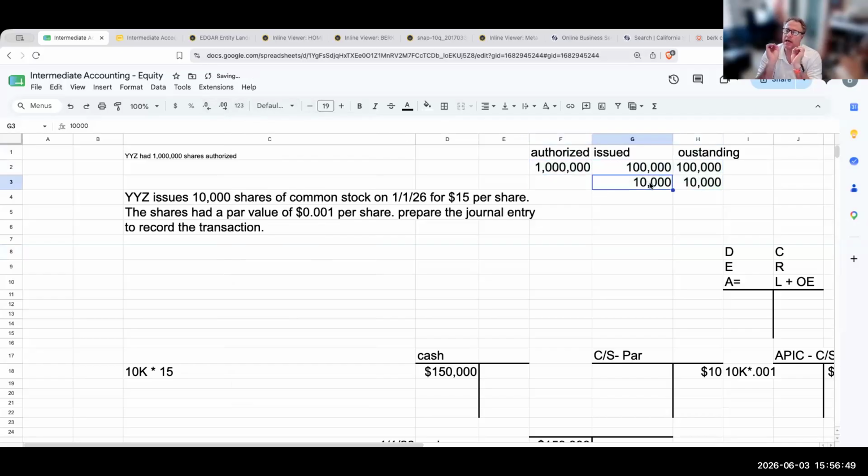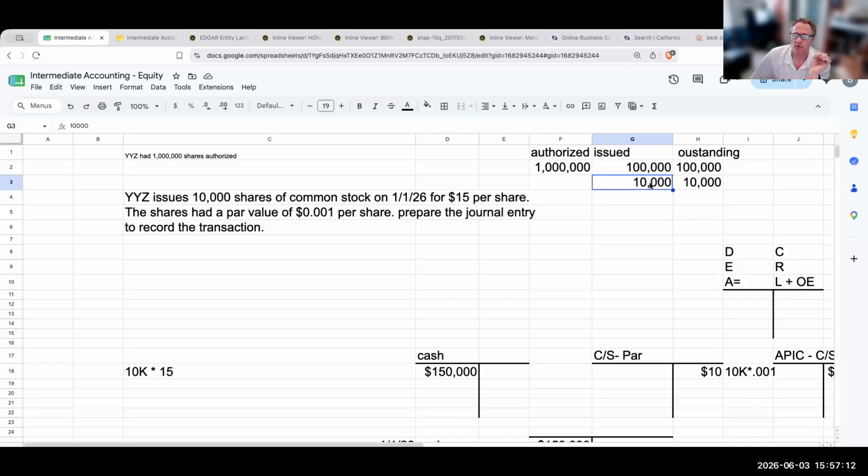So when we see the term issued, that essentially indicates how many shares I have issued out and sold to investors. Now, that's issued. What does outstanding mean? It basically means of those issued shares, how many have not been repurchased by the corporation?